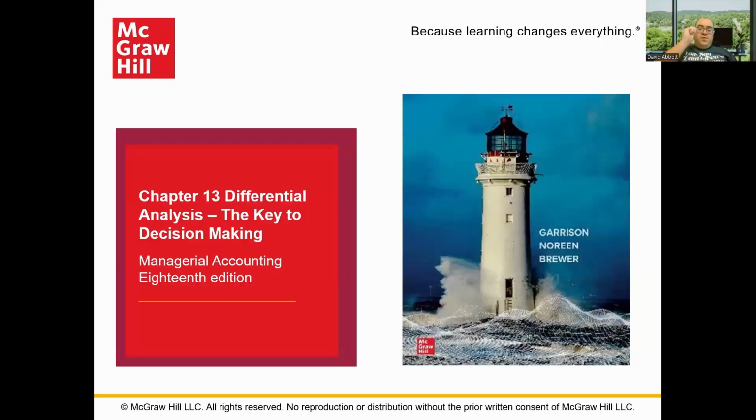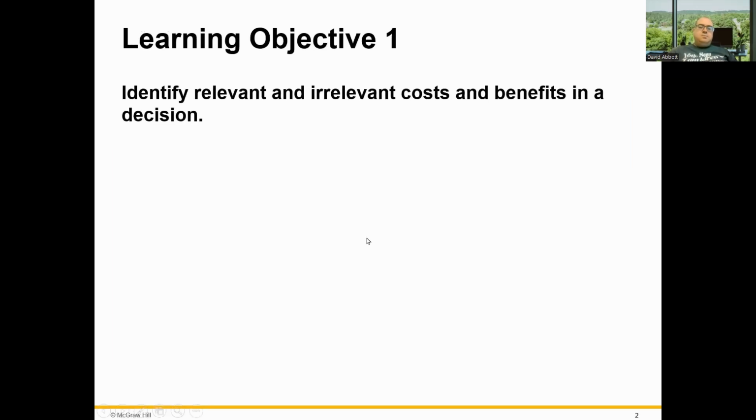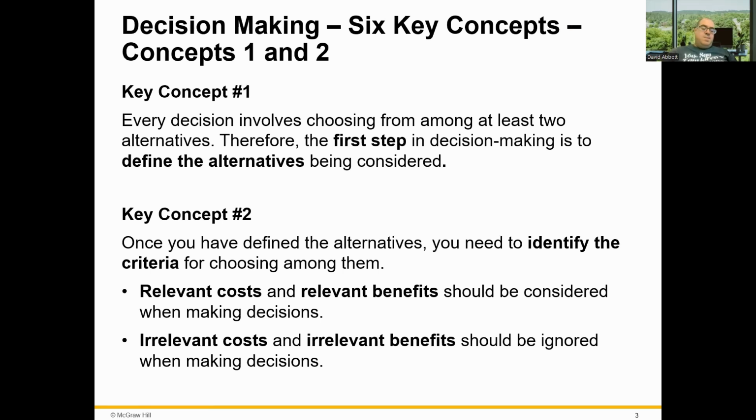Okay, so again, chapter 13, differential analysis, key to decision-making. And first of all, we'll talk about some relevant and irrelevant costs and benefits in a decision. Key concept one is that every decision involves choosing from among at least two alternatives. Therefore, the first step in decision making is to define the alternatives that are being considered.